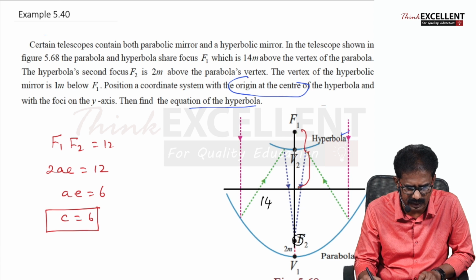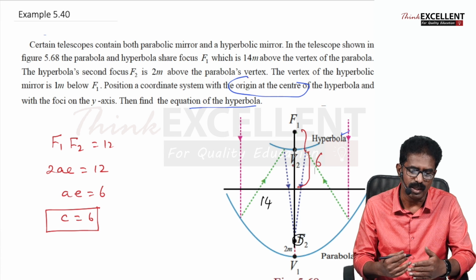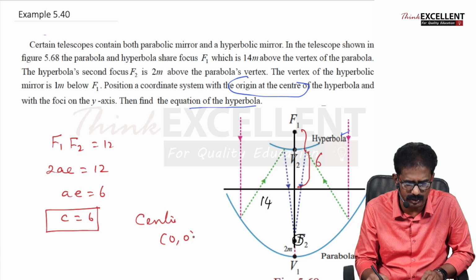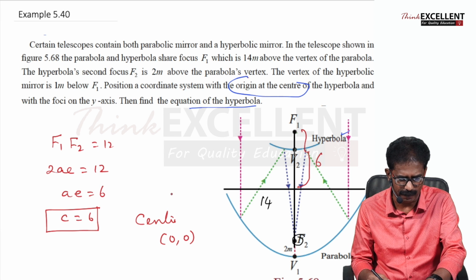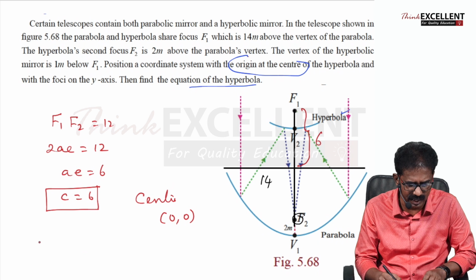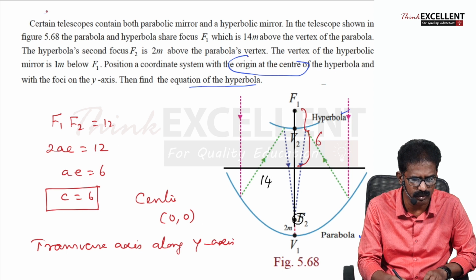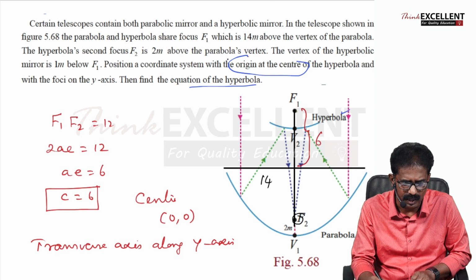F1 to the center is 6, because F1 to F2 is 12 and this is half of that. And one thing, you know now, the center is (0, 0). So h, k, no need to write anything. Then the transverse axis, that also you can write: transverse axis along the y-axis. Now we want to find a square and b square. Please listen for that. Is anything else given here?